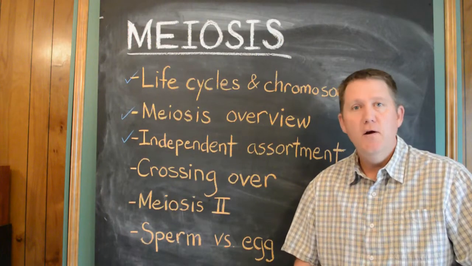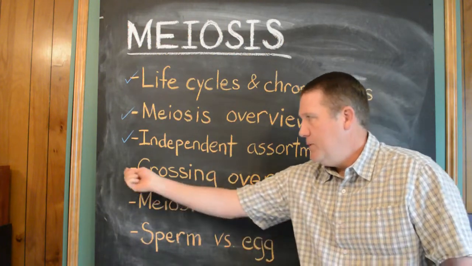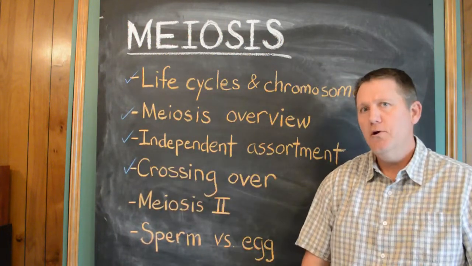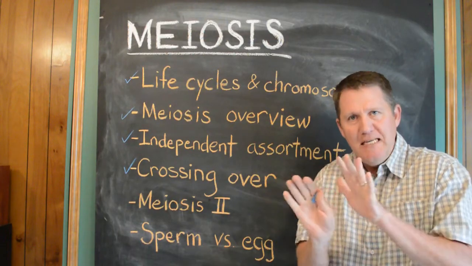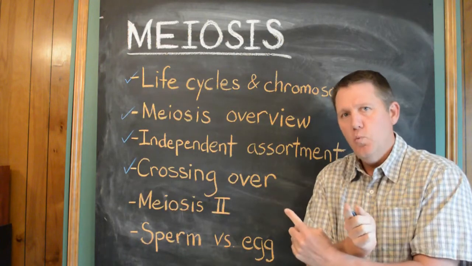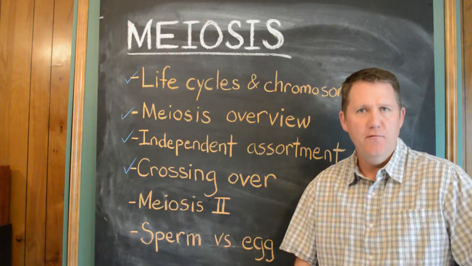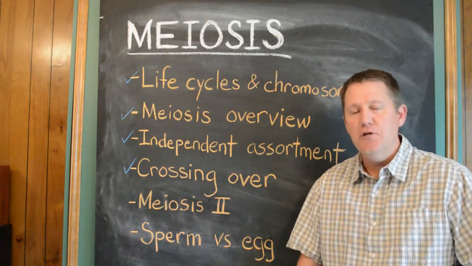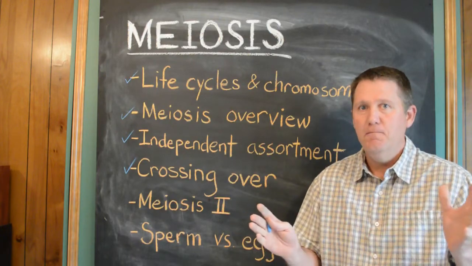All right, so that's a lot of variation from independent assortment. But we actually have to back up a step to get to crossing over. And that's when the homologous pairs are together in prophase 1 and they swap bits of DNA. So it just adds to the genetic shuffling, or genetic recombination, making sure everybody is not just different, but really different. Let's take a look.